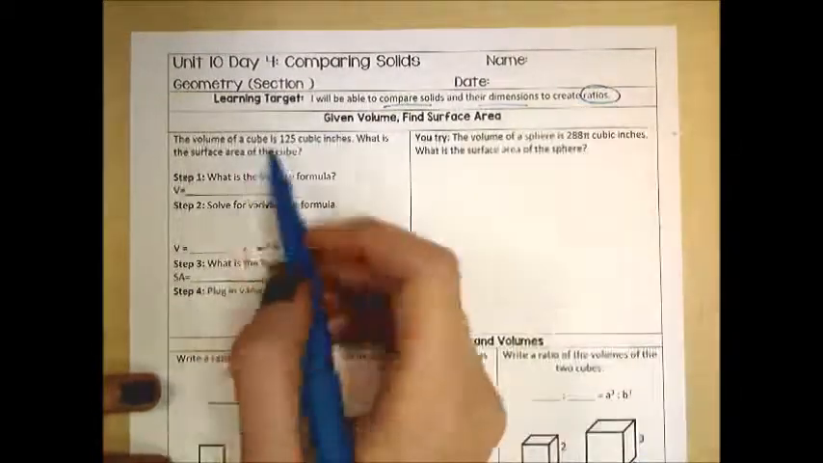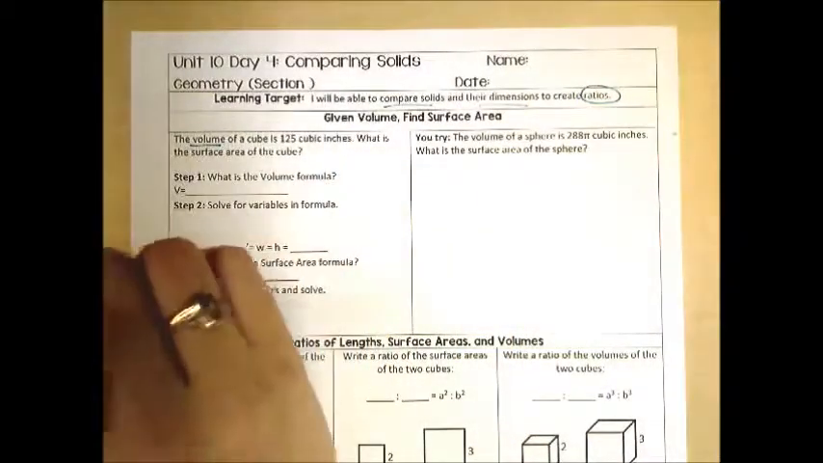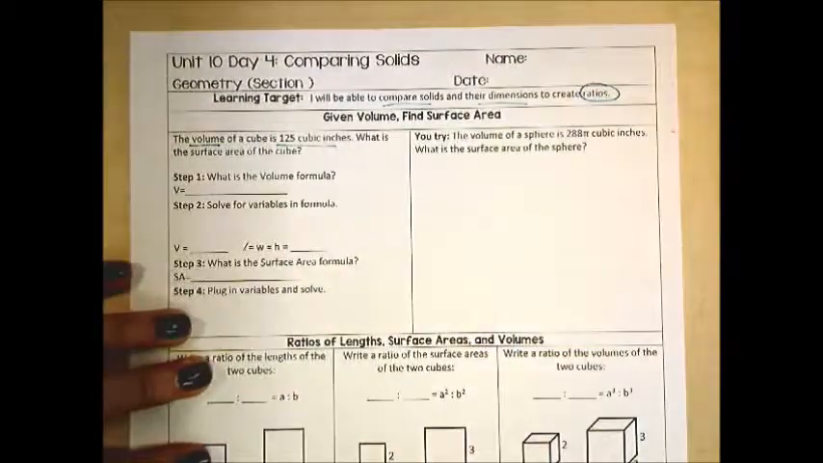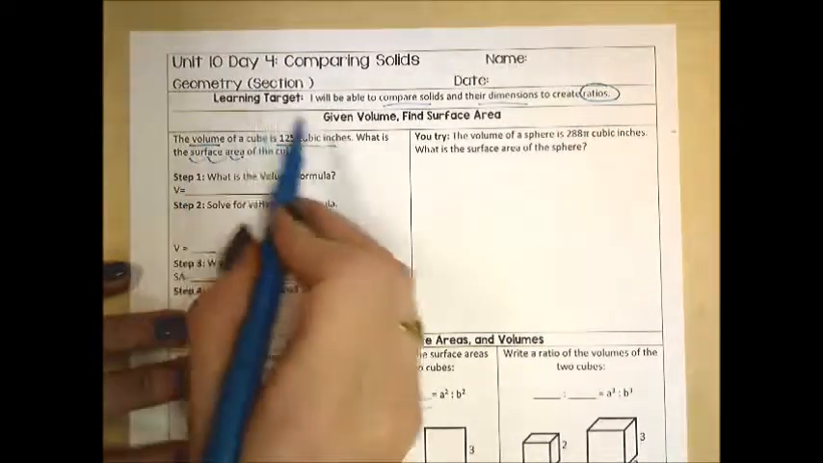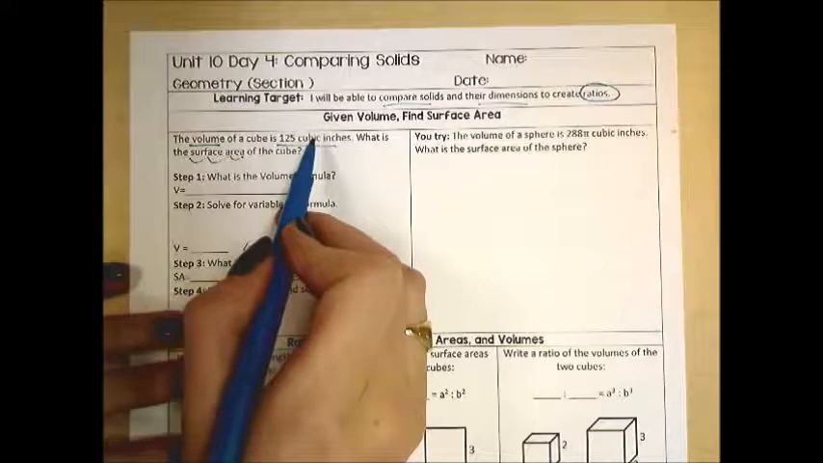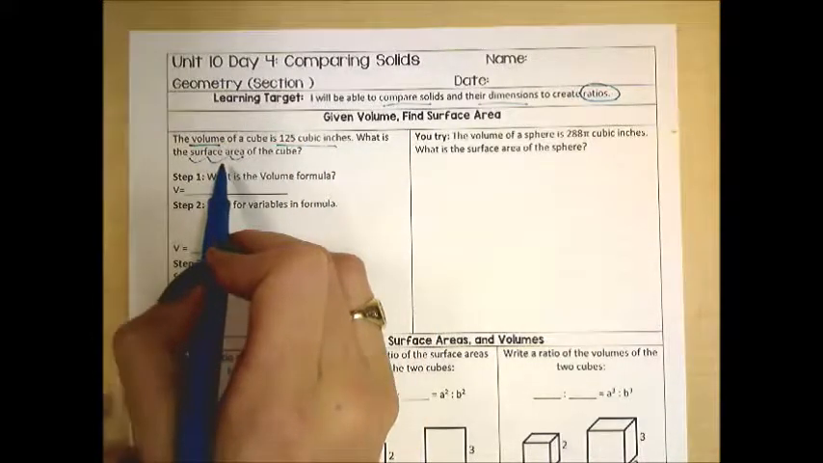Before we get into ratios, we're going to do a problem where we work backwards. So the volume of a cube is 125 cubic inches. What is the surface area? So we need to work backwards with our volume to find the dimensions, and then we'll be able to plug that in to find the surface area.